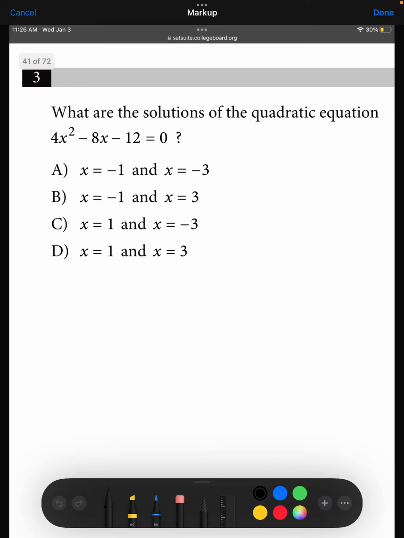Hey guys, today we're back with another SAT question. This is a quadratic equation question, so it's going to be a tough one. But I believe in you guys. You guys can go ahead and solve this. So let's do it together.